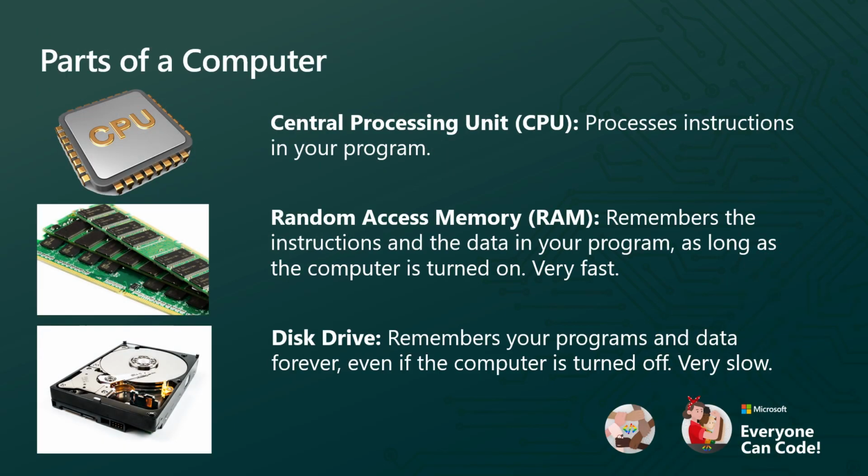Let's start with the absolute basics and look at the main parts of a computer. First, we have the Central Processing Unit, or CPU. It runs the instructions in your computer program. Next, we have Random Access Memory, or RAM. The RAM is responsible for storing the information that's in your program. It's very fast, but it can only work as long as your computer is turned on.